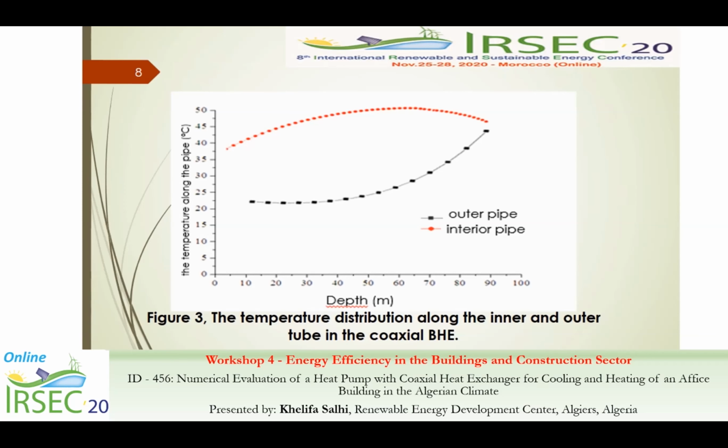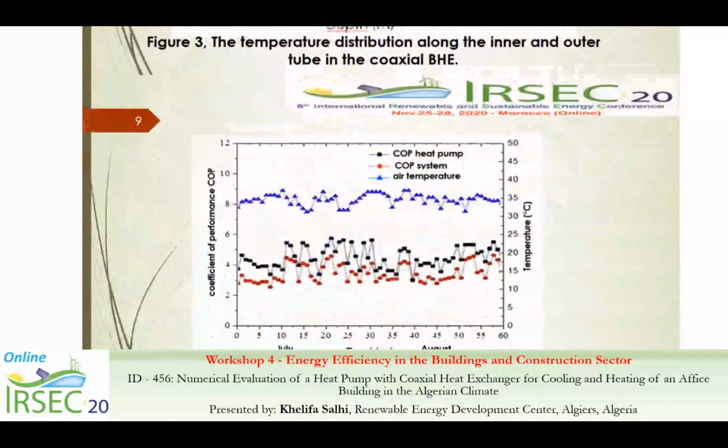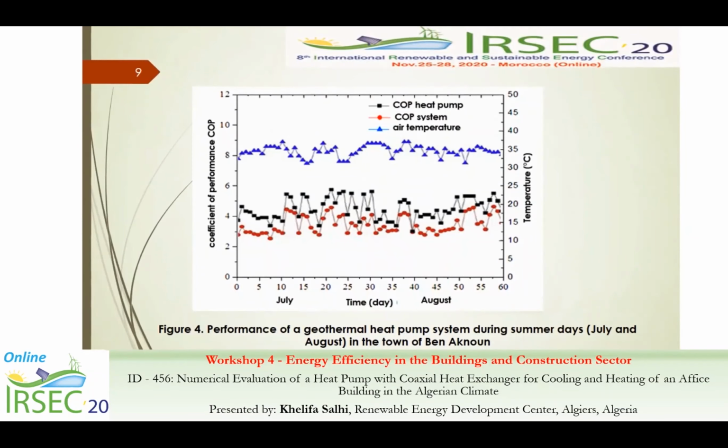Figure 4 shows the estimated daily performance of the system during July and August. The COP results obtained show a rather stable performance of the operation of the system, and the COP of the heat pump was relatively higher than the whole system. The system COP values have also changed dramatically over time. Such fluctuation can be caused by the high energy demand of the building in a timely manner.